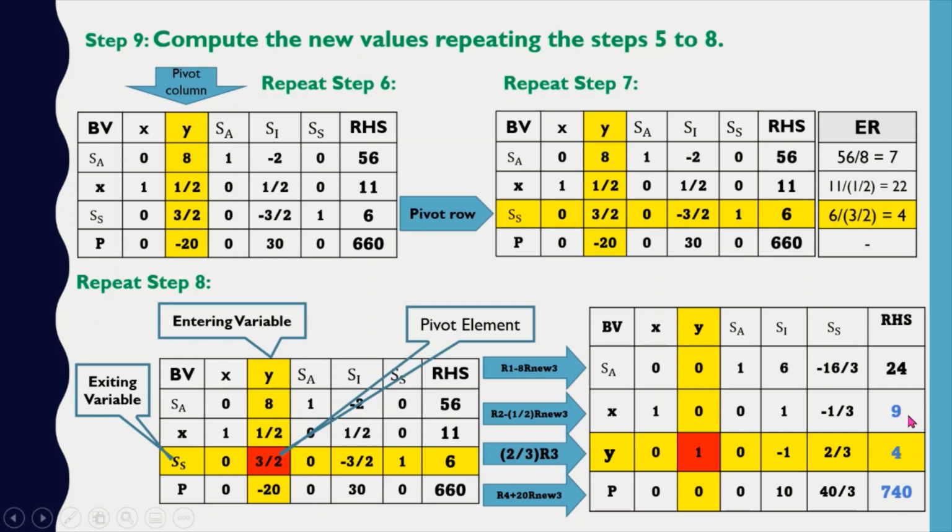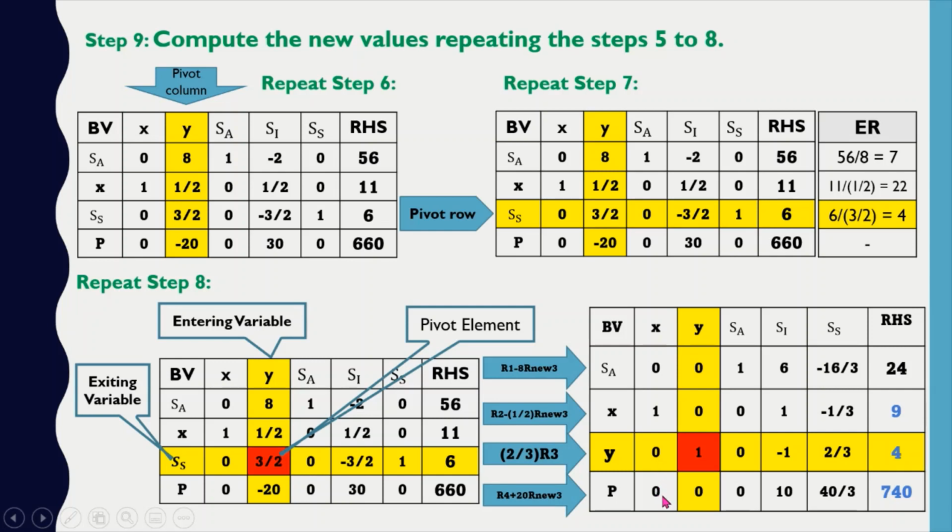Okay. Next, row 4, last row. We have here row 4 plus 20 times new row 3. We add 20 because the value of our profit here in column Y is negative 20. That is why we add 20, in order to make it equal to 0. To perform that, we have R4, which is 0, plus 20 times, of course, our new row 3, which is 0. So that is why it is equal to 0.